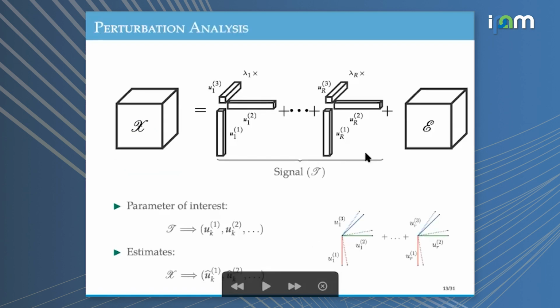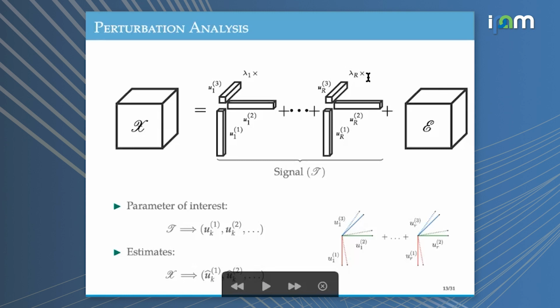And this essentially is an issue of perturbation, the effect of perturbation. Again, let's just look at this figure here. This is what we observe. X is a third order tensor. And then my signal is of low rank. And here I single out all these lambdas.